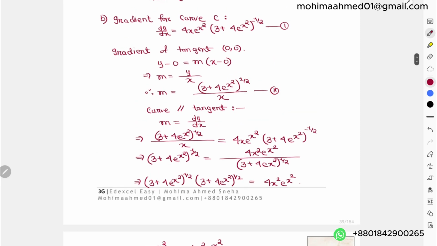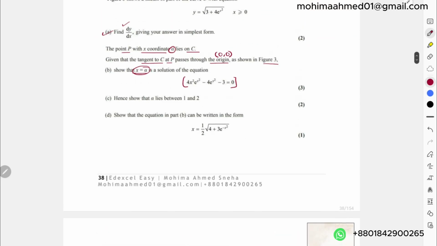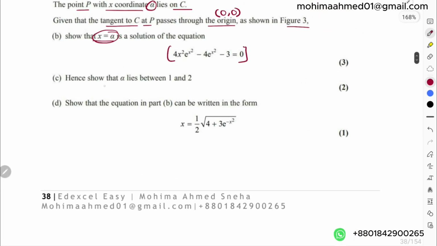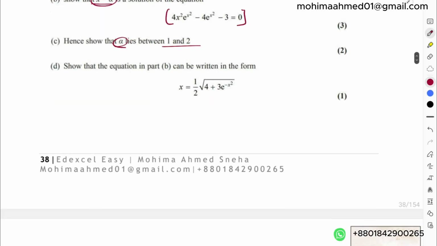So this is the working. Then after this, for part C, hence show that alpha lies between 1 and 2. Alpha lies between 1 and 2 means that I have to now find out the values for f(1) and f(2), right?